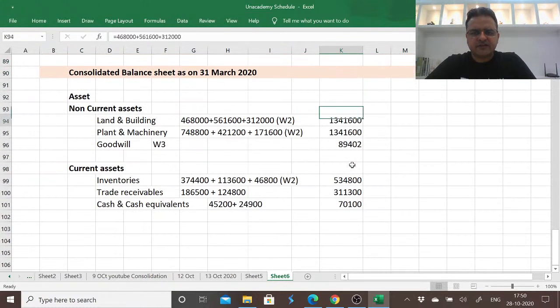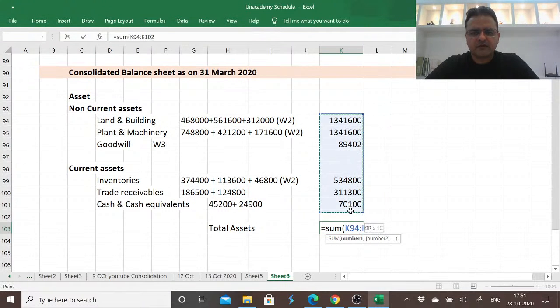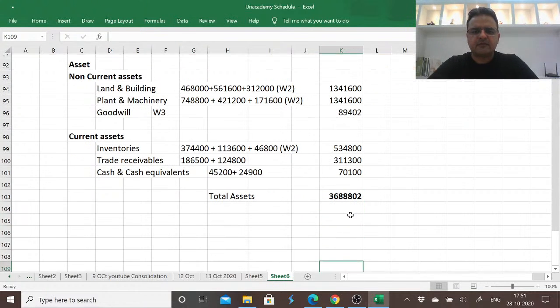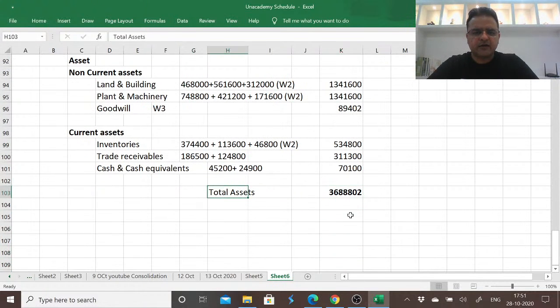So the total assets position is equivalent to 3,688,802.